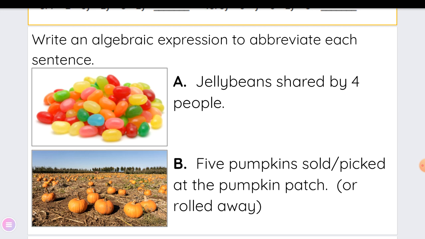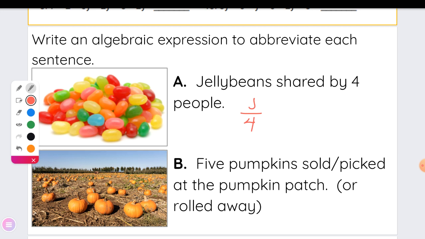Jelly beans shared by 4 people. We don't know how many jelly beans there are. Dane, what could I write that as? J over 4. Good job. What is that math problem? If I see J over 4, what math problem is that? Division. Yeah, division. The number of jelly beans divided by 4.